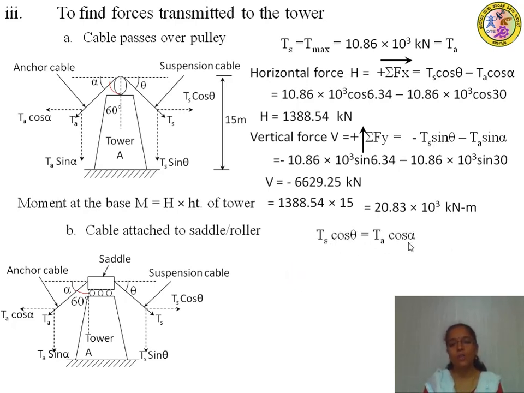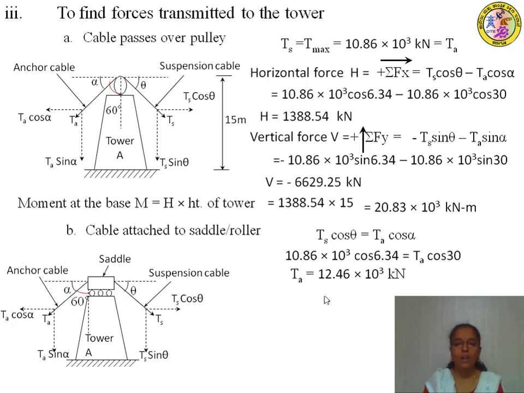Ts cos theta is equal to Ta cos alpha. So let us substitute Ts, theta and alpha so that we can obtain Ta. 10.86 into 10 power 3 cos 6.34, that is equal to Ta cos 30, from which the tension in the anchor cable is 12.46 into 10 power 3 kilonewton. Then when we apply sigma Fx for this case, Ts cos theta minus Ta cos alpha, both will have the same magnitude, therefore horizontal force on the tower will be 0.